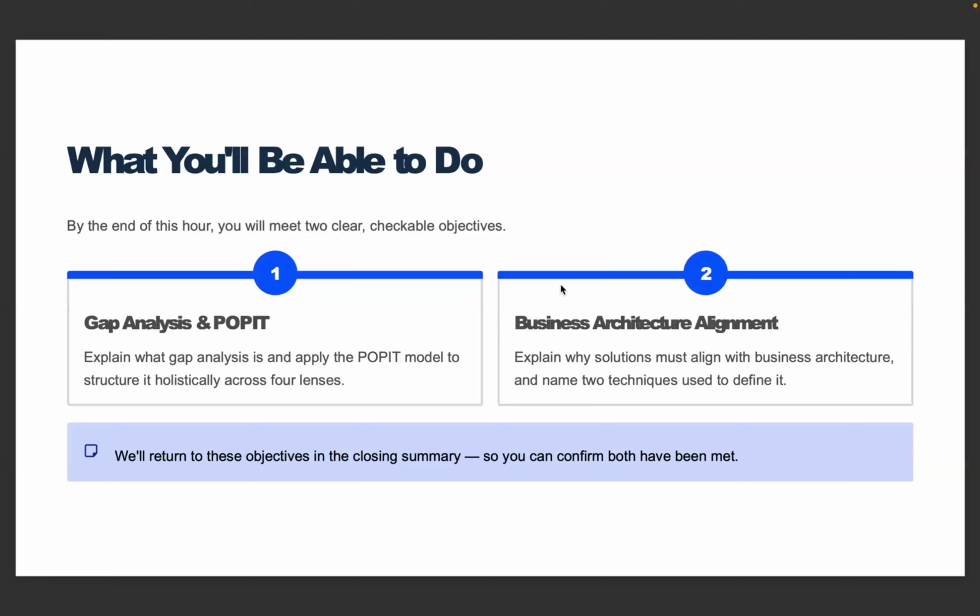Because the important thing to remember is that business analysis is not finding a solution quickly. It is finding the right solution, the one that solves the actual business problem.